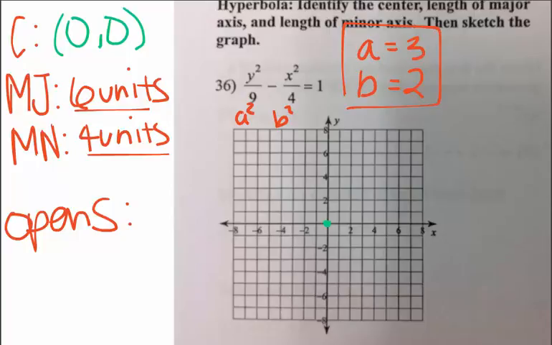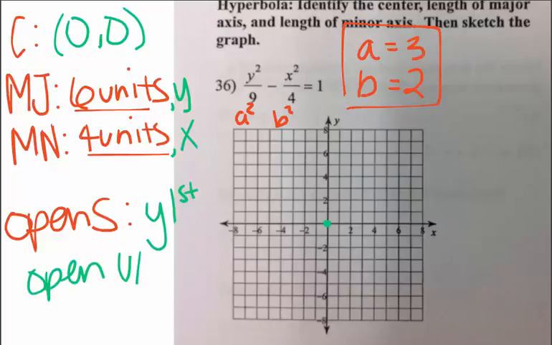Now there's a few things we need. The 9 was underneath the y, meaning the major axis has to go up and down. The smaller number, the 4, was underneath the x, so the minor axis is going to go left to right, just like the x-axis. And since the y is first, this must open up and down. It has to open up and down because the y is the positive one. That's what we're looking at.